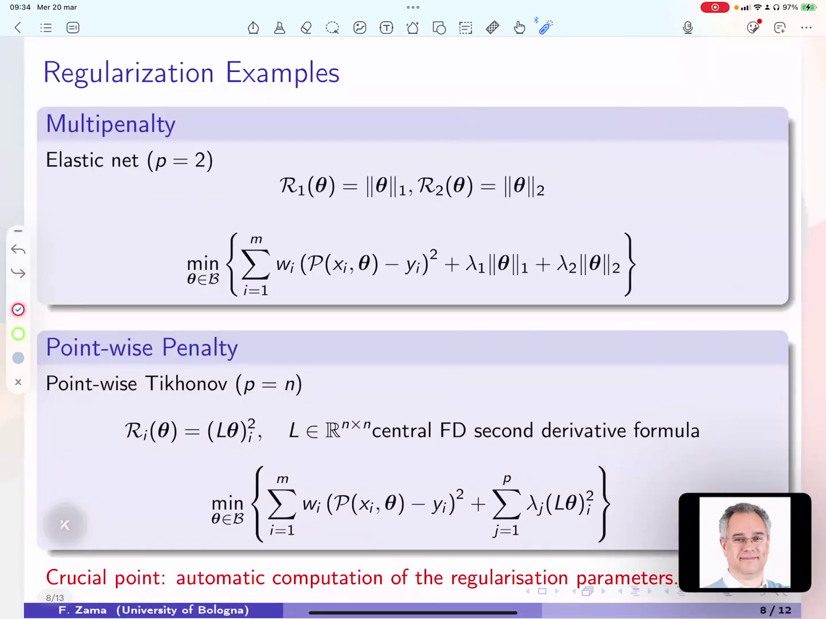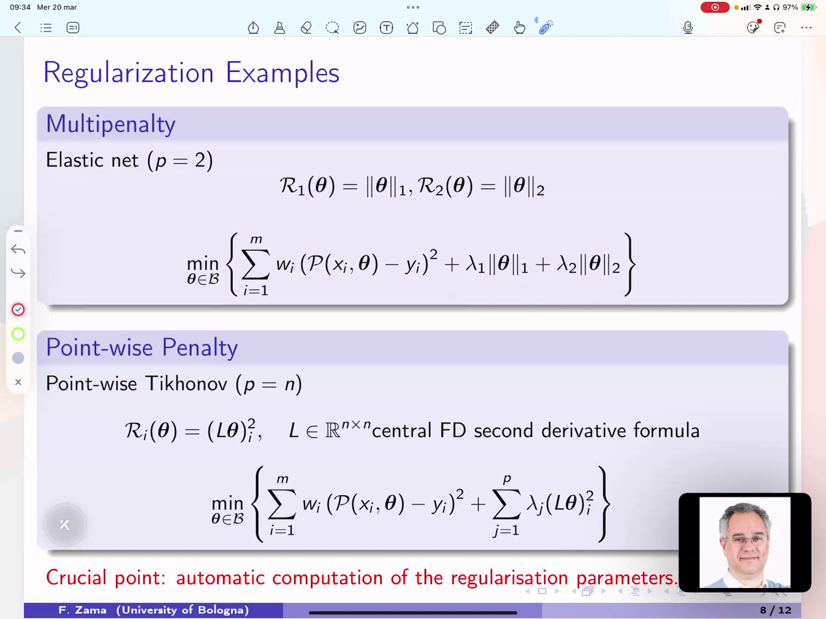So let us say which kind of regularization function we used in our software. First of all, we have two possibilities. We can have a multi-penalty regularization, which means that we have more functions. This is an example of two regularization functions. The classical example of multi-penalty regularization is what is named elastic net regularization. We have L1 and L2 norms of, in this case, the parameters, our solution. And so we have the linear or nonlinear least squares combined with the contribution of two regularization functions.